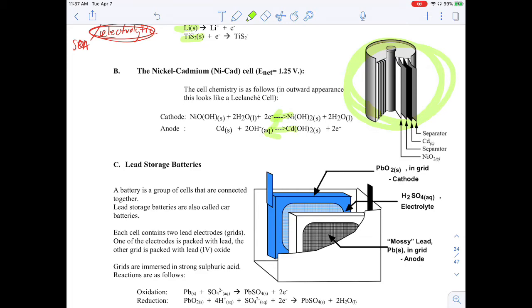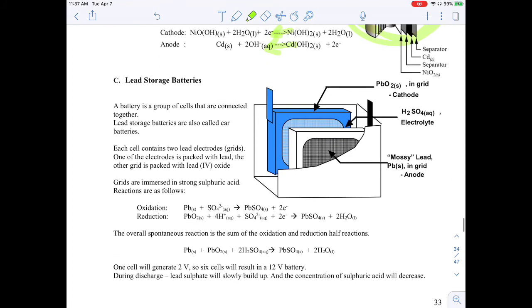Lead storage batteries are really common, and these are common because they're used in vehicles. So lead storage batteries give off a lot of voltage. They're extremely reusable, and they're very common. So they can stack up a lot of the cells together to get enough voltage to get your car going. But they're also fairly easy to recharge using the engine's energy while it's running. And so it's got an alternator that recharges the battery in your car.